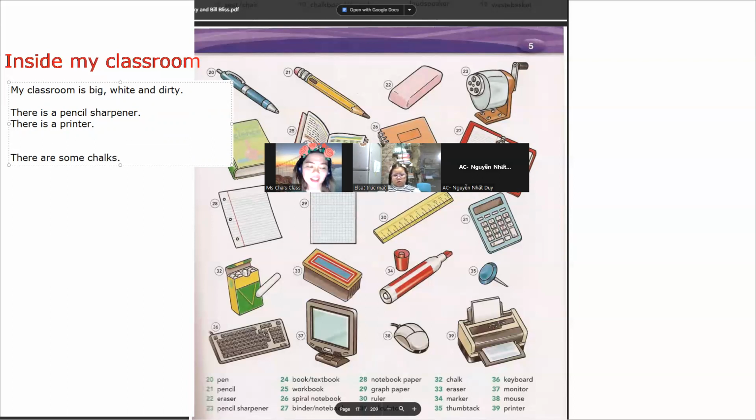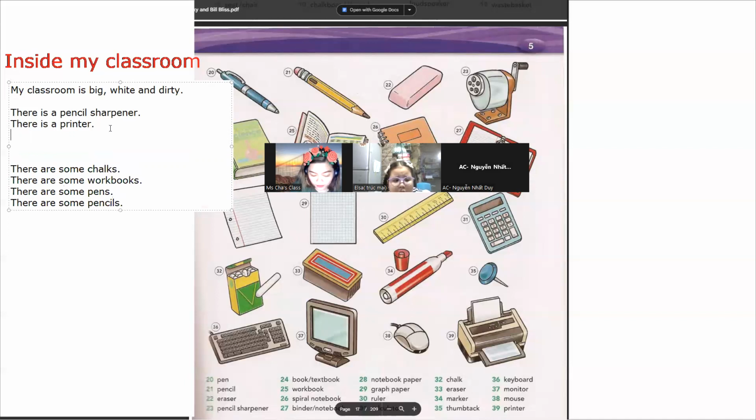All right. What else? There is a workbook. There are, right? Because you have a lot of students. There are some workbooks. There are some pens. There are some pencils. There is a keyboard. There is a mouse.